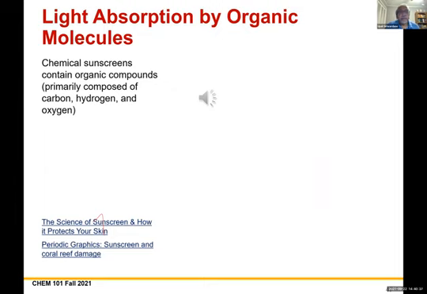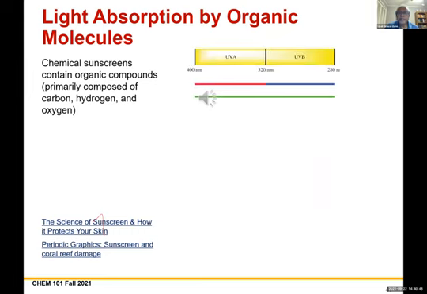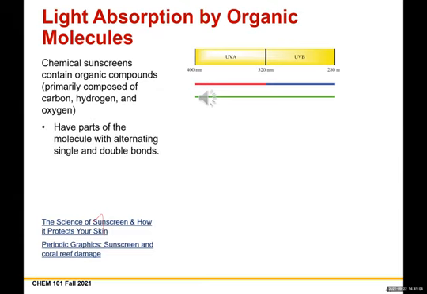Chemical sunscreens contain organic compounds, primarily composed of carbon, hydrogen, and oxygen. They chemically react with UVA and UVB. The red ones are UVA absorbers. Blue ones are UVB absorbers. They have parts of the molecular structure with alternating double bonds. They can absorb UV and react chemically.